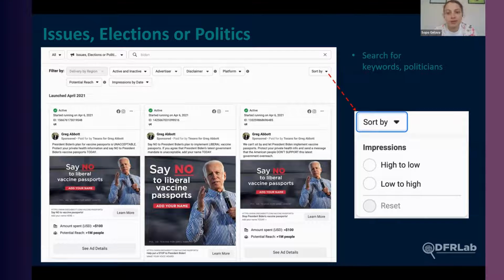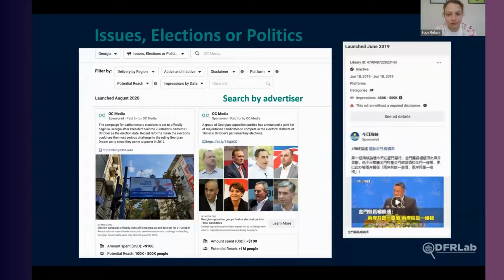But besides the keywords, we can also search by advertiser. So we can type the page name and then the page pops up, and then we see not all the posts containing the keyword, but we see all the ads sponsored by a certain Facebook page. So this is how we can search and navigate this database. This is one of the examples of searching by advertiser.